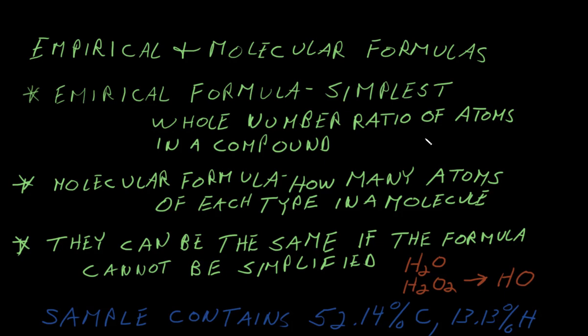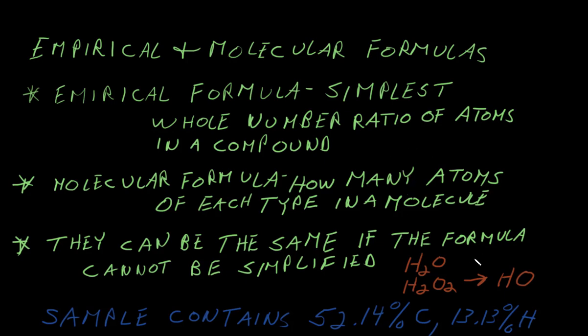An empirical formula is the simplest whole number ratio of atoms in a compound, and we're going to come back and look at a couple examples of these. The molecular formula is how many atoms of each type are in a molecule. And you may ask, well, can the two be the same? Yes, they can be the same if the formula cannot be simplified.